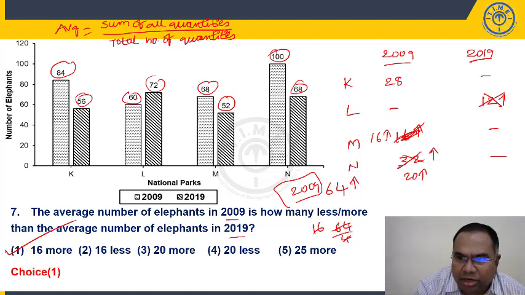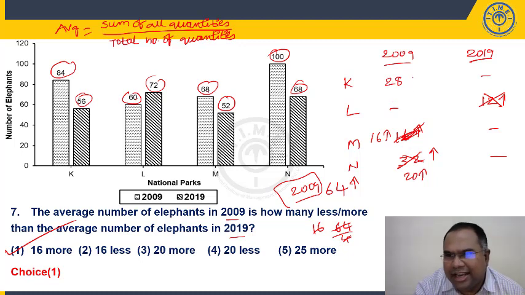12, if I remove here, 20 more. 36 plus 28, 64. You remove here, 4 means 36 plus 28. Anywhere you can adjust that, right?